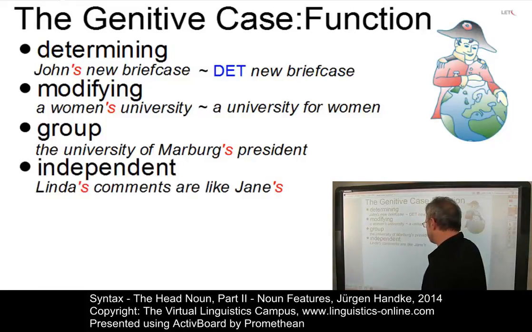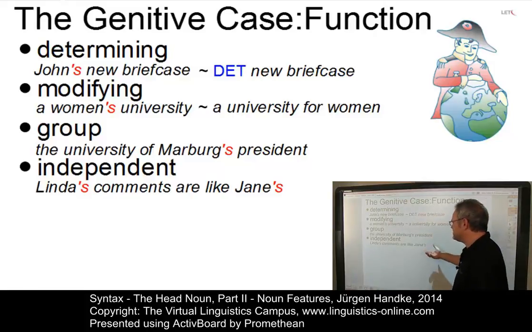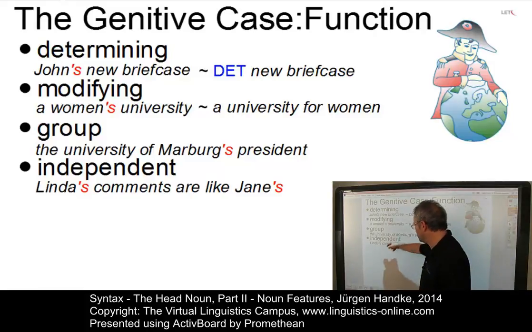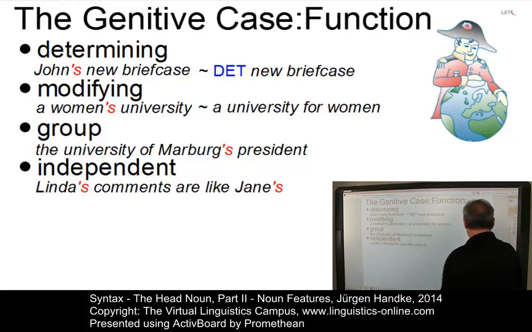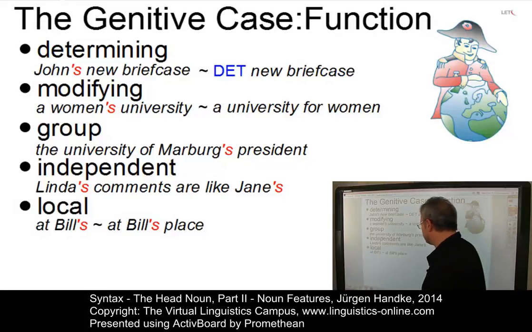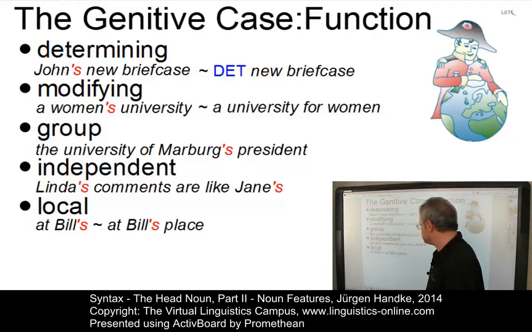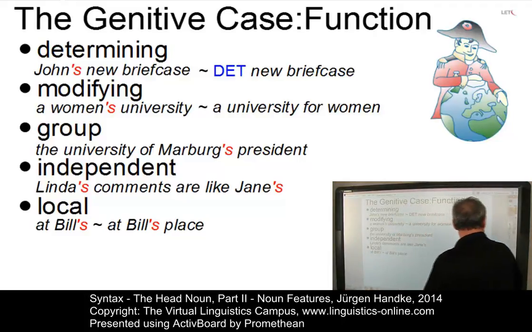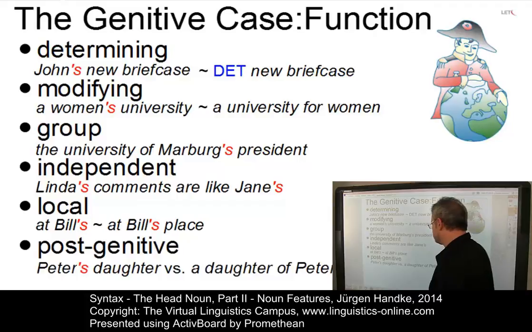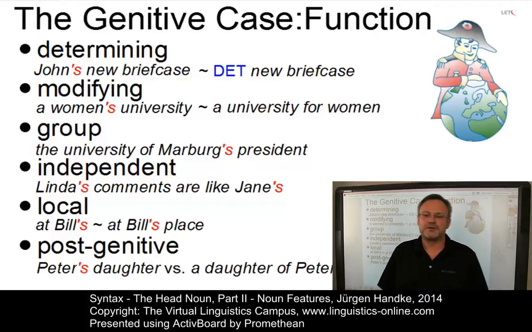In our fourth example, Linda's comments are like Jane's. Well, Jane's is independent, however, it refers to comments too. And in our fifth example, at Bill's, we really mean the location, at Bill's place, it's a local function. And finally, we have the post-genitive function, Peter's daughter versus a daughter of Peter's.